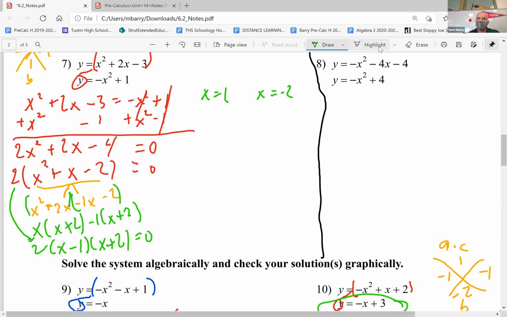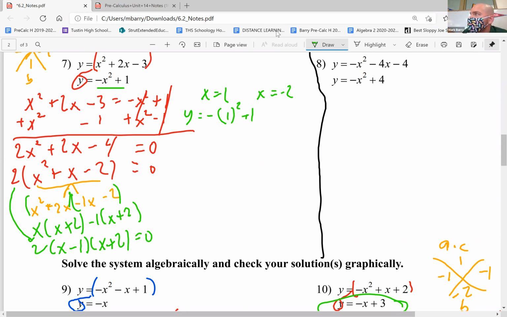All right, so now we're going to plug these in to whichever equation looks easier. I think the second equation looks a little bit easier, so I'll go ahead and plug it in there. So I get y equals negative parentheses 1 squared plus 1.